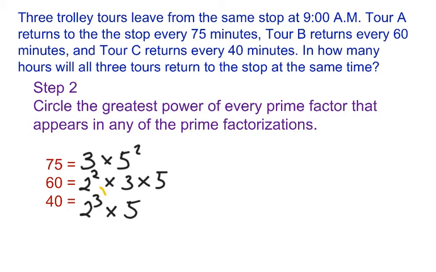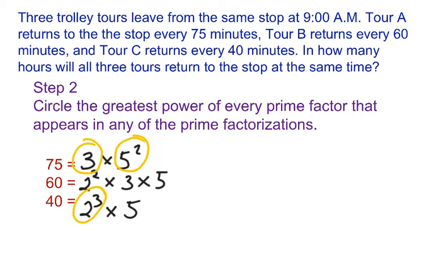My highest power for 2 is 2 cubed, or 2 to the third power. My highest power for 5 appears in the 75. And my highest power of 3 is just the 3. So first you're looking at all the numbers that you have. I have a 2, a 3, and a 5. My highest power for 2 is to the third power, so I've circled that. My highest power of 3 is just 3. And my highest power of 5 is 5 to the second power.